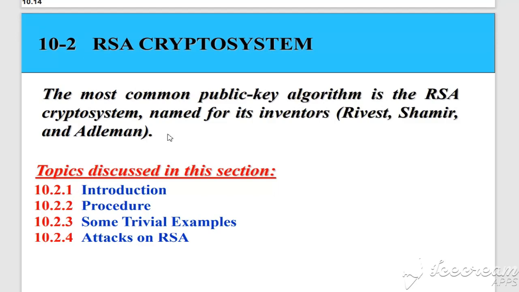Like in symmetric key cryptography, we use the same key for encryption and decryption, but here we will use two different keys for that. It is also called public key cryptography because one key is made public and the other key is kept private. This algorithm is basically based on the fact that finding the factors of a large composite number is difficult.